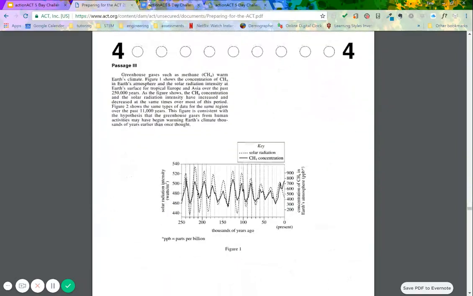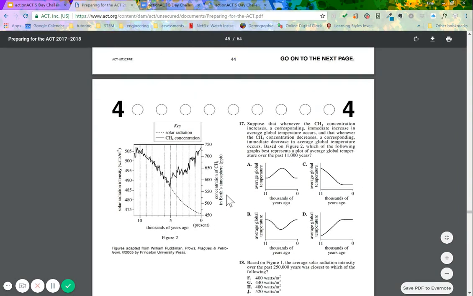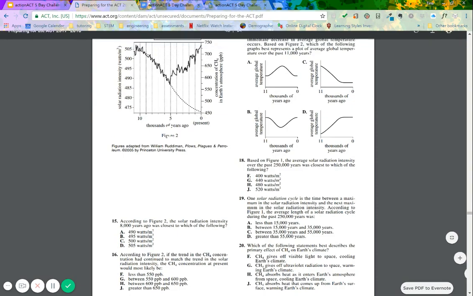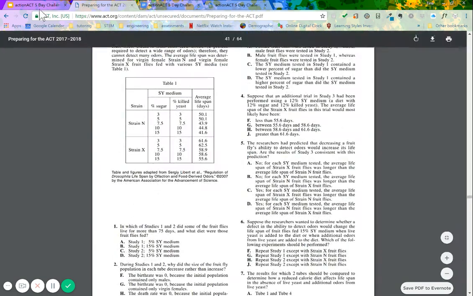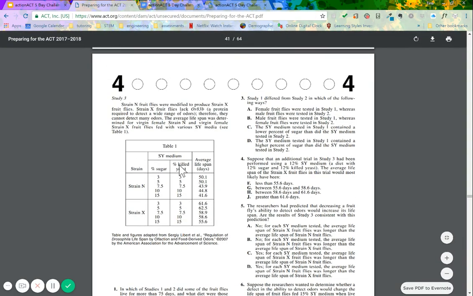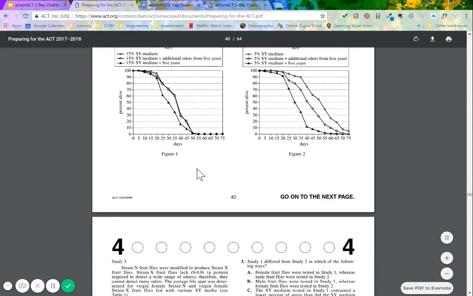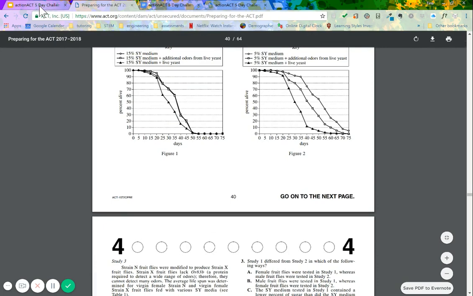So data representation looks like this, where you have very little text and mostly graphs and tables. And those passages are going to have 5 to 6 questions each. You're going to have 3 research summary passages. And this is what a research summary looks like, where now you have more text. It'll say study 1, study 2, study 3, or it might say experiment 1, experiment 2. And these passages will have 6 to 7 questions each.